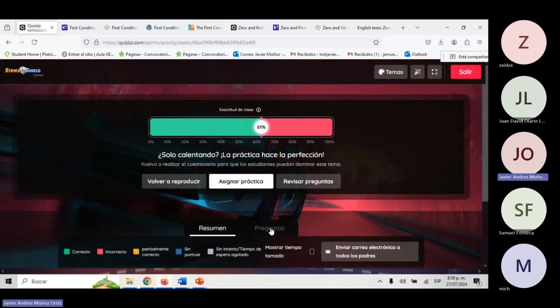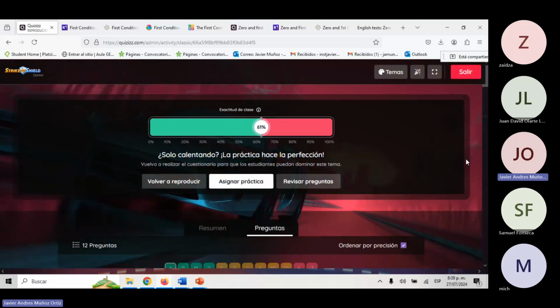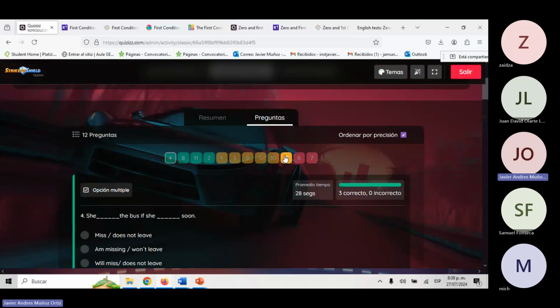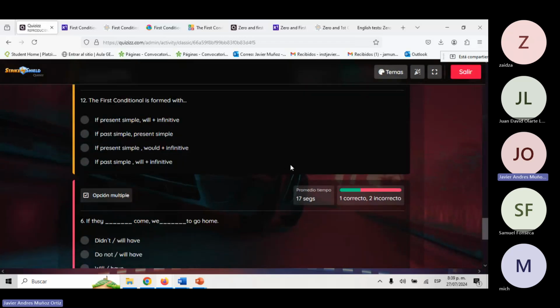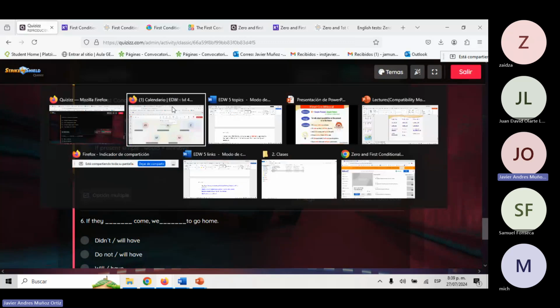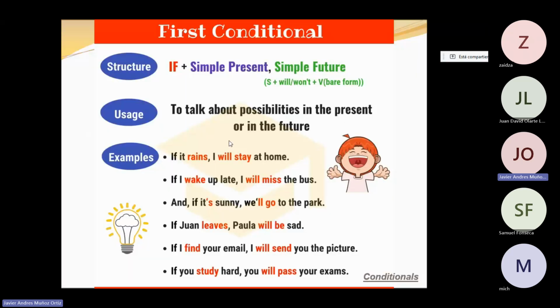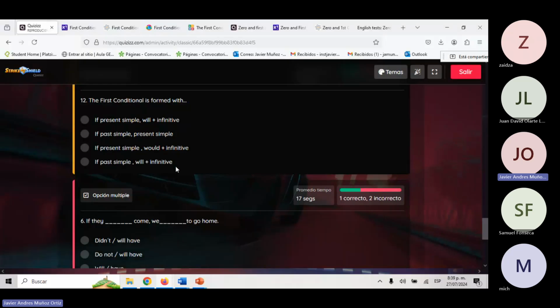Good. Let's see the difficult questions. There are two difficult questions, therefore let's give some feedback on them. So we said first conditional is formed with what? First conditional uses simple present tense and simple future tense. So present simple, yes, this is correct. Past simple, definitely not. Present simple, maybe. Past simple, no. So we have two possibilities, A and C.